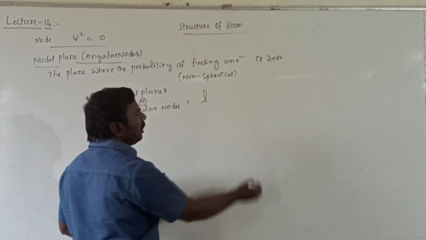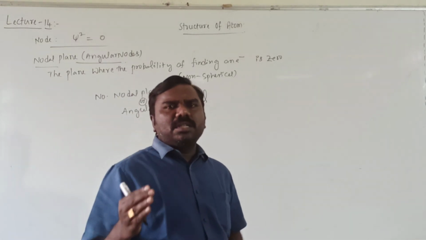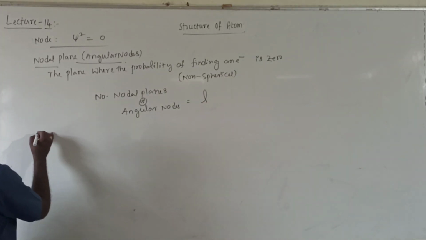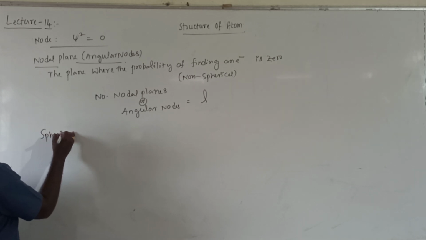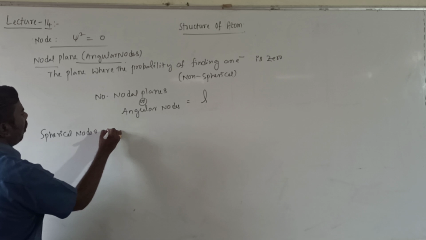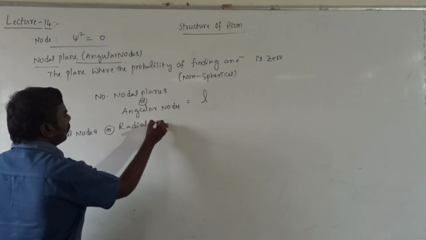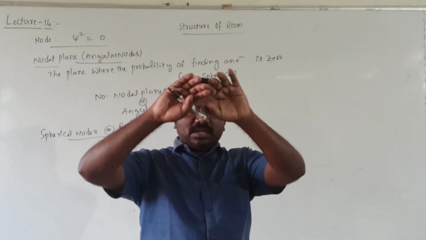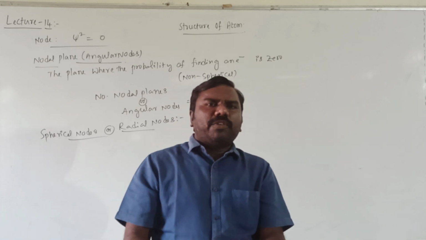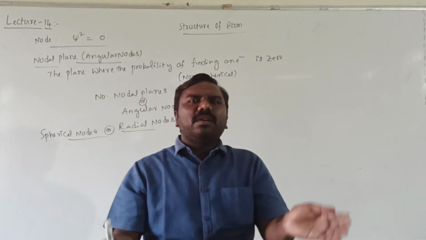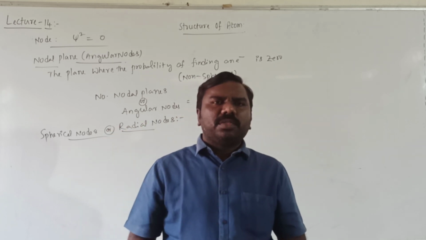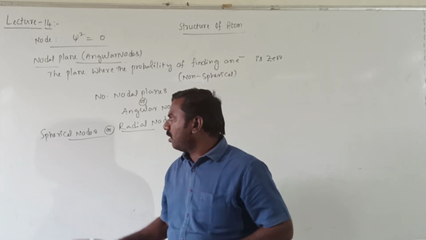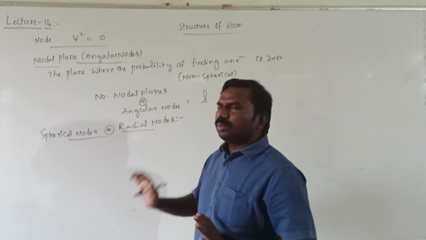L value is equal to L value. L means 0, 1, 2, 3, S, P, D, F. Remember that. Next, spherical nodes or radial nodes. It means around the nucleus, where the probability of finding an electron is 0 in a radial volume or a spherical surface. The spherical surface where the probability of finding an electron is 0 around the nucleus is called a spherical node, or which one? Radial node.